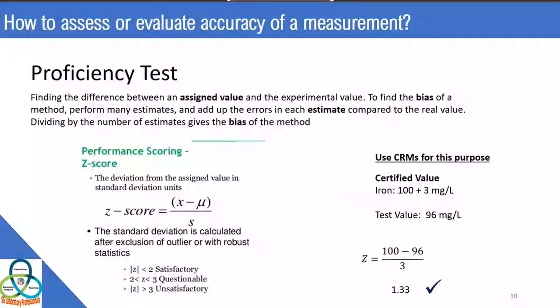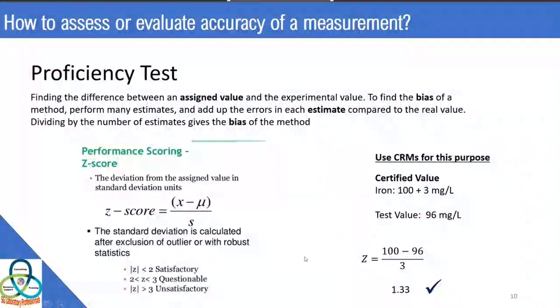When you get the z-score, if it is less than 2, then it is considered satisfactory. When it is between 2 and 3, the value is questionable, meaning they have to improve the method performance. If the z-score is above 3, then it is unsatisfactory. The whole method needs to be properly evaluated and validated before it can be used for unknown sample analysis.